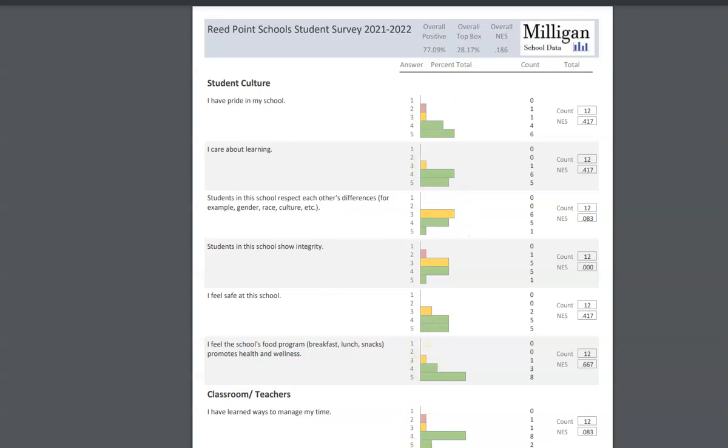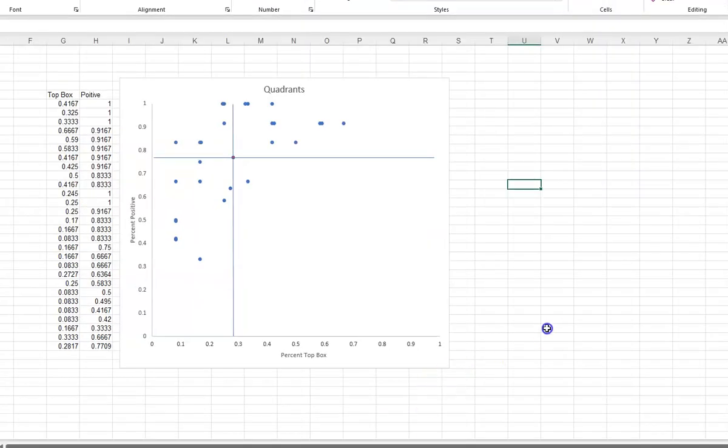I'm going to really quickly open up this Excel spreadsheet that has one of my favorite tools on it, which is a scatter plot. And I'm going to show you how that works. Every one of these dots on this scatter plot represents one of those questions. The position of the dot is based on the percent that was top box and the percent that was positive. So this point right here is the one we looked at earlier that was 50% top box and 83% positive.